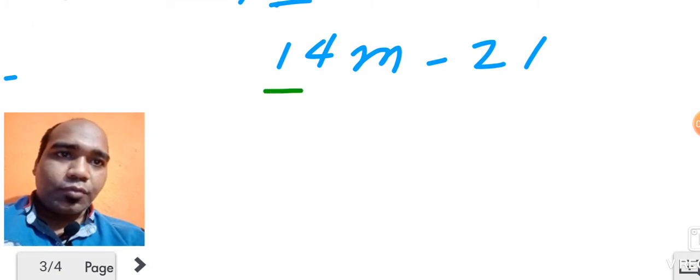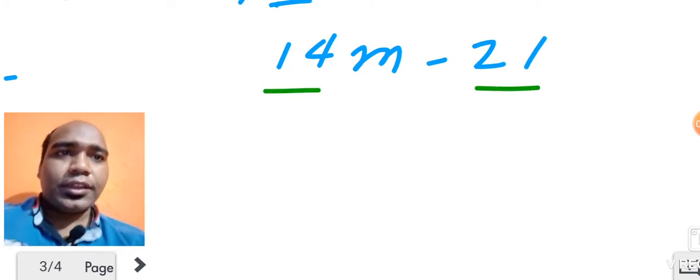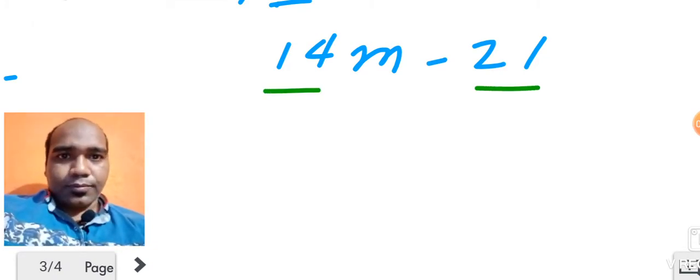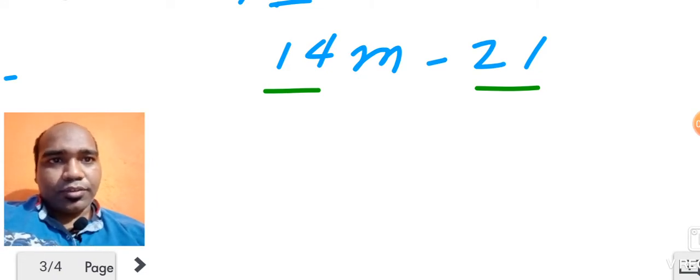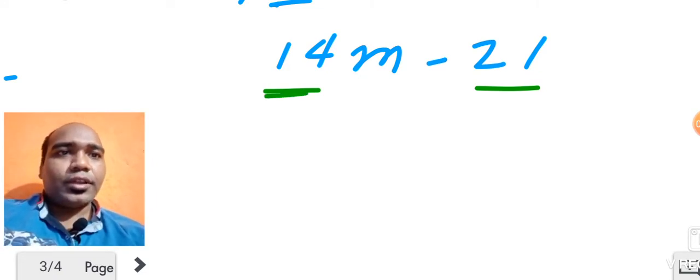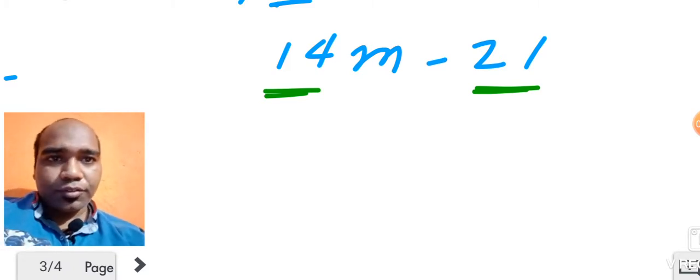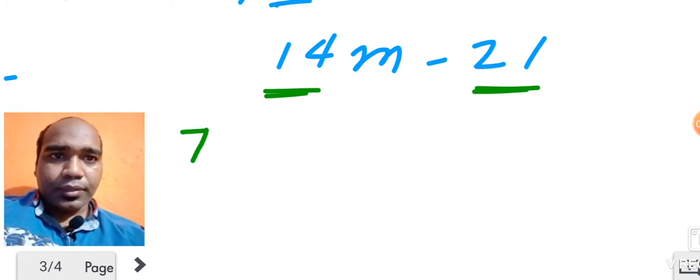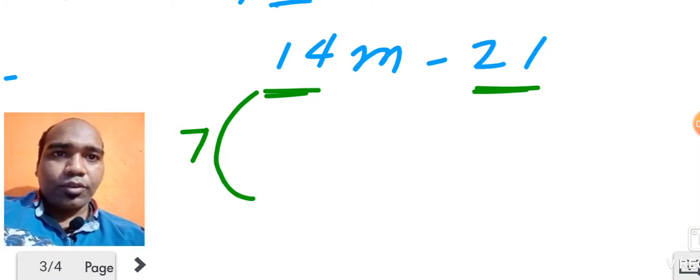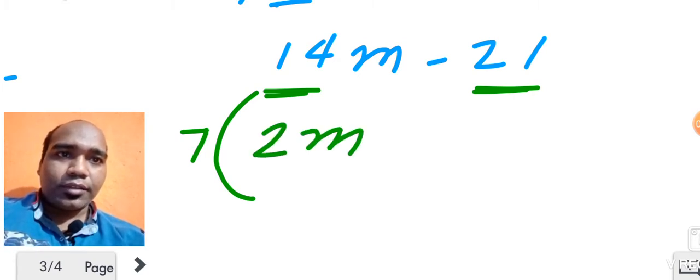So this 14 and 21, is there any number in whose table we get both 14 and 21, or simply the common factor of 21 and 14? Which number? 7. So we have taken 7 common. Now in 7 what will multiply to get 14? 2. So 2 we have written here, and this m will write as it is.